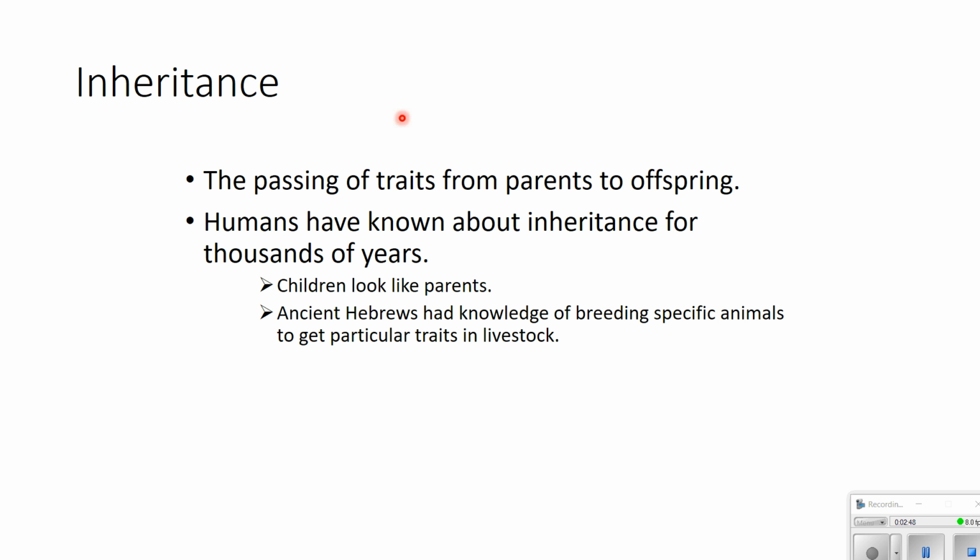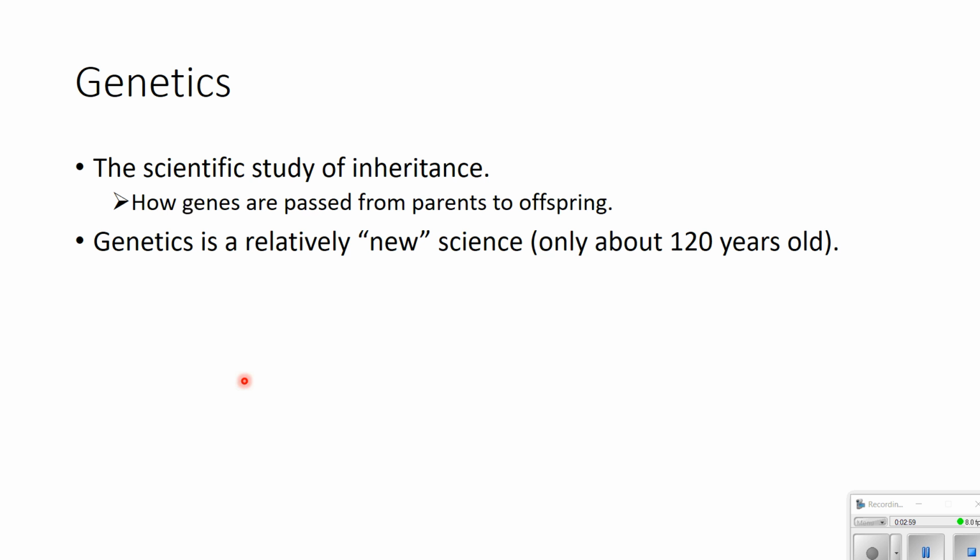The question is, how? How does this work? And for a long, long time, nobody knew. But the scientific study of inheritance is genetics. Genetics is a relatively new branch of biology. It has only been recognized as an official branch of biology for about 120 years.